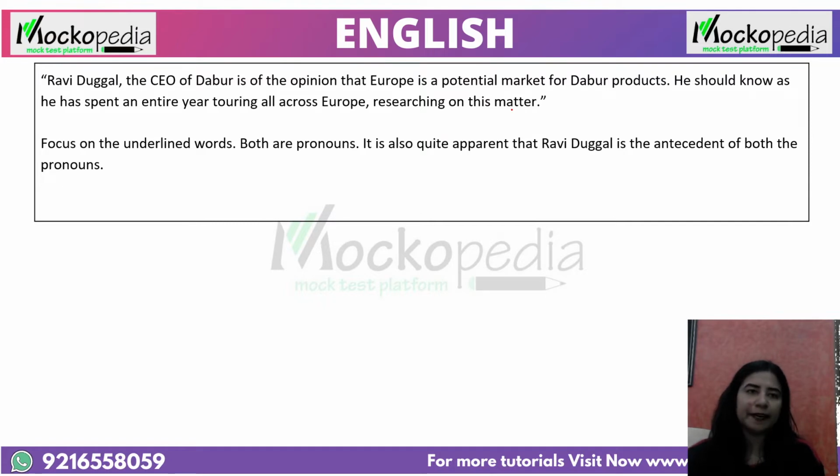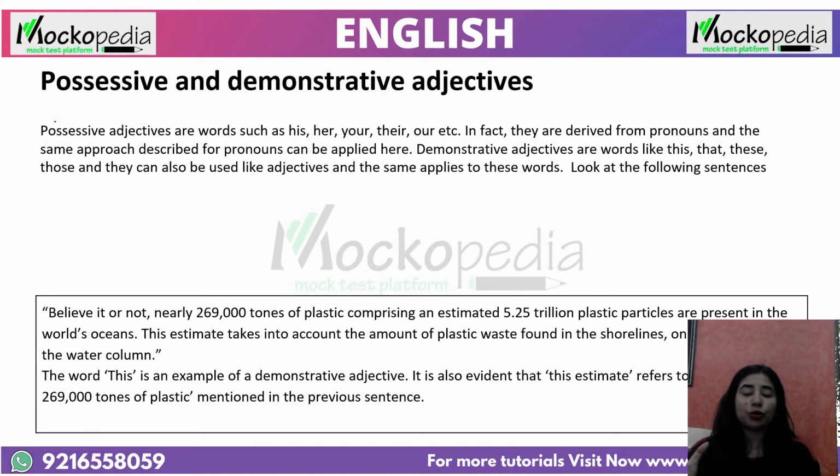So I'm sure you have read it. Ravi Duggal, the CEO of Dabur, is of the opinion that Europe is a potential market for Dabur products. He should know, as he had spent an entire year touring all across Europe researching on this matter. So, see, we know that he is referring to Ravi Duggal, right? So, I hope you are able to understand how pronouns would be really vital in solving the questions.